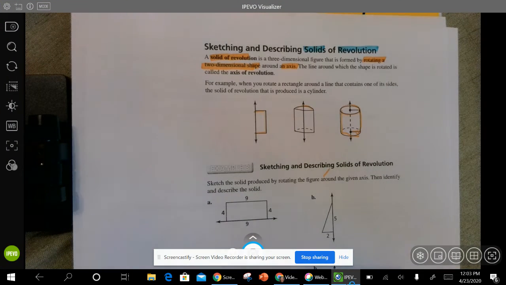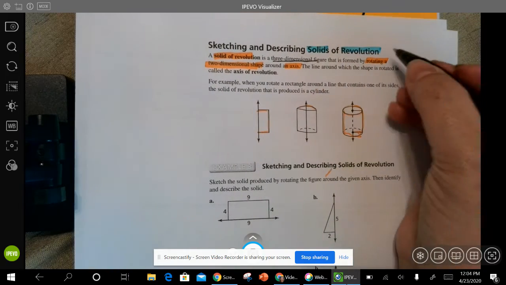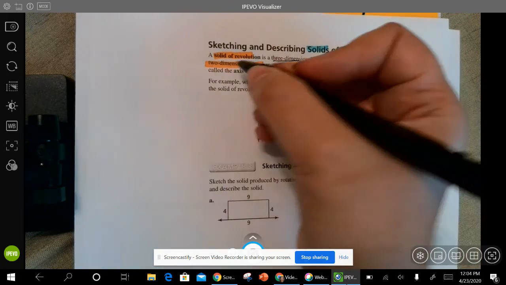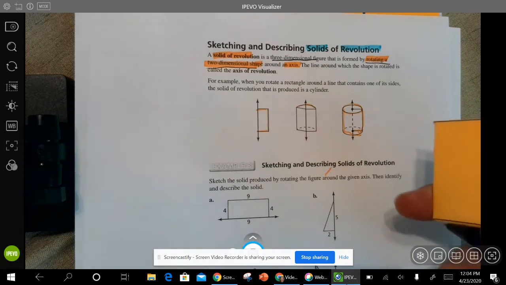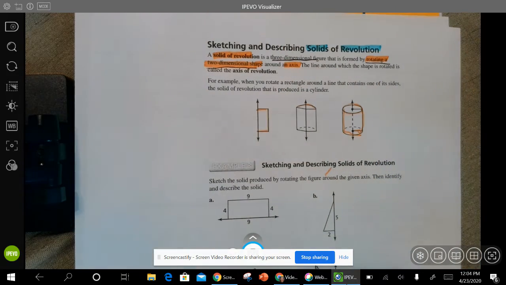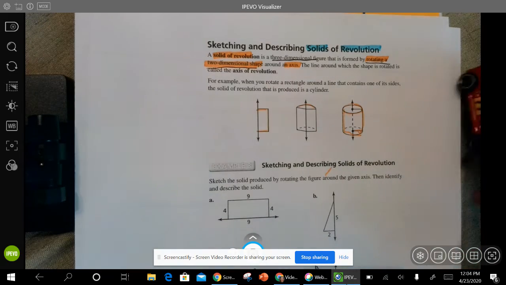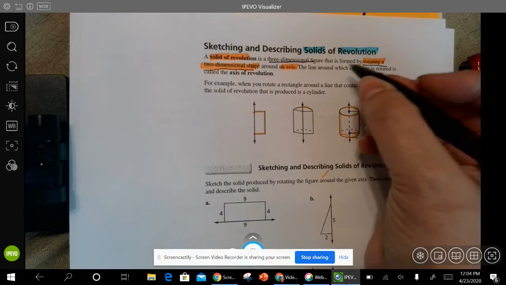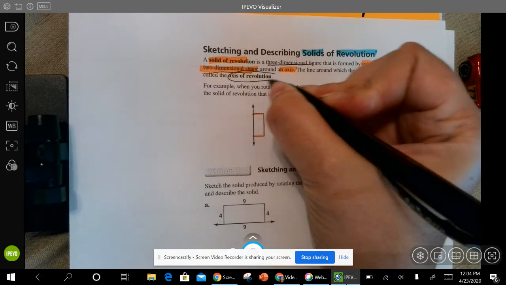Okay, so solids of revolution. This is a three-dimensional shape, everybody, that's formed by rotating a two-dimensional shape. I'm just rotating it around, like I'm rotating my car around, and on an axis. The line around which the shape is rotating is called the axis of revolution.